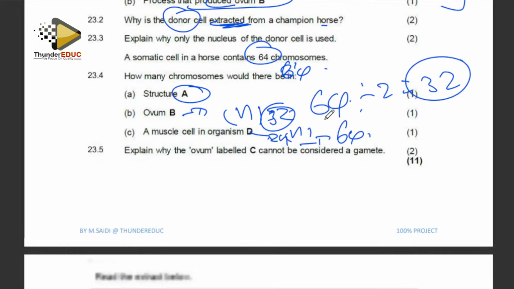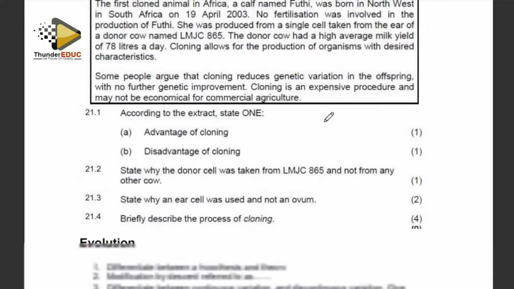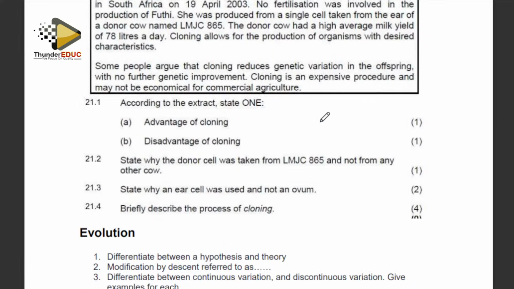All right. We got the next question. Describe the process of cloning. State why the ear cells were used, not the ovum. State why the donor cells were taken from this, not give me the disadvantage. Just note the advantage; the disadvantage of biotech or cloning is the same thing.